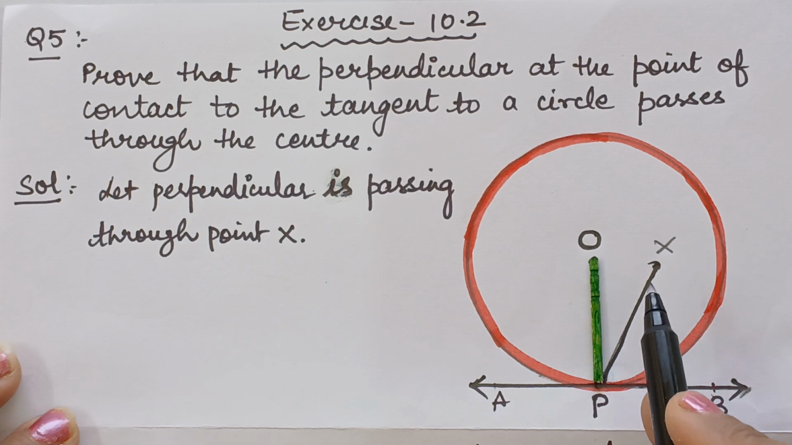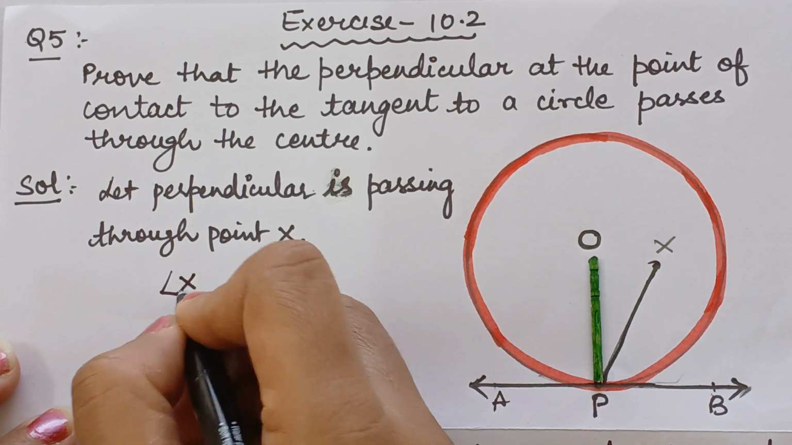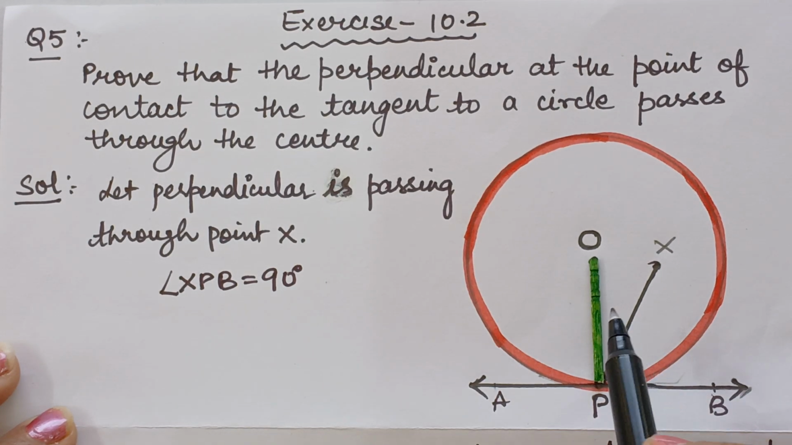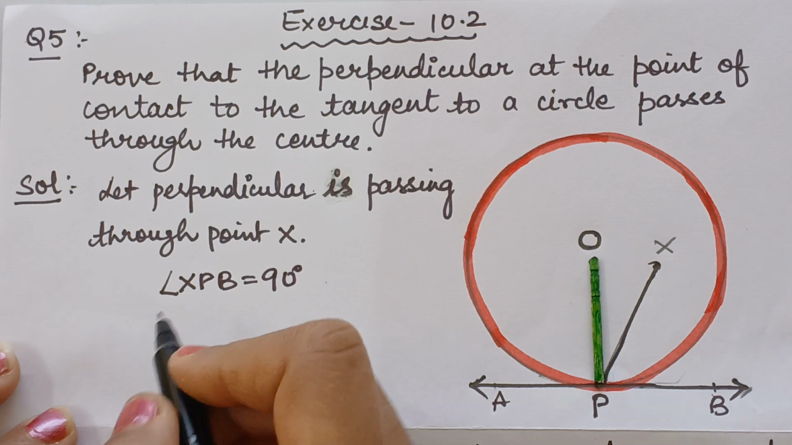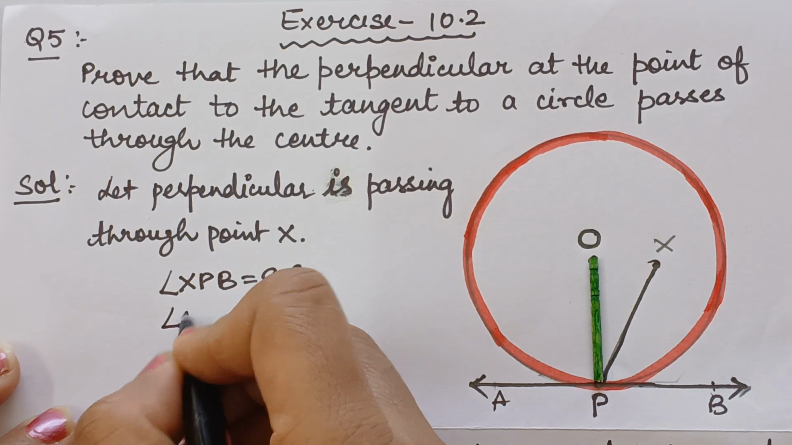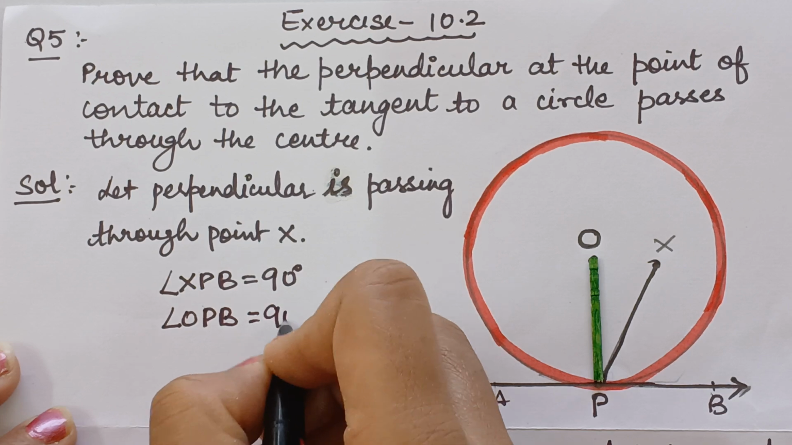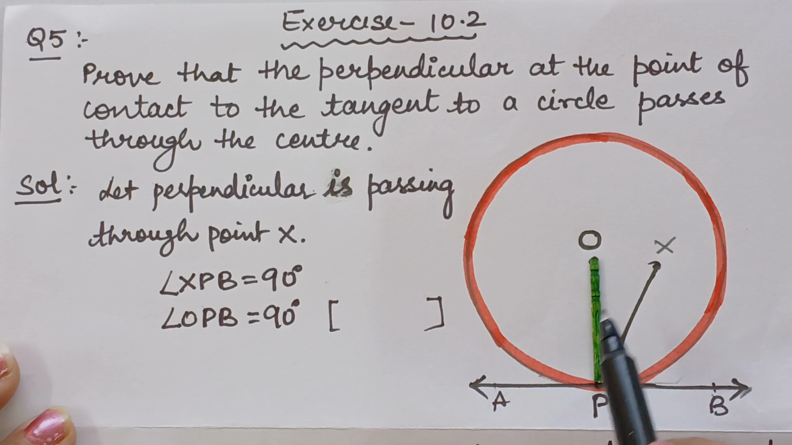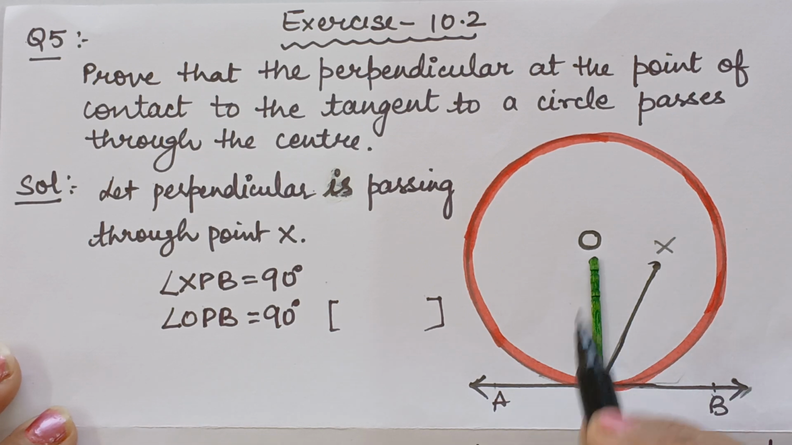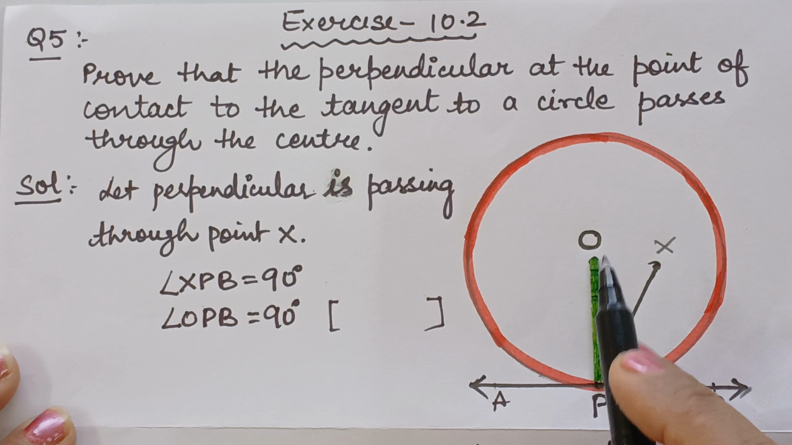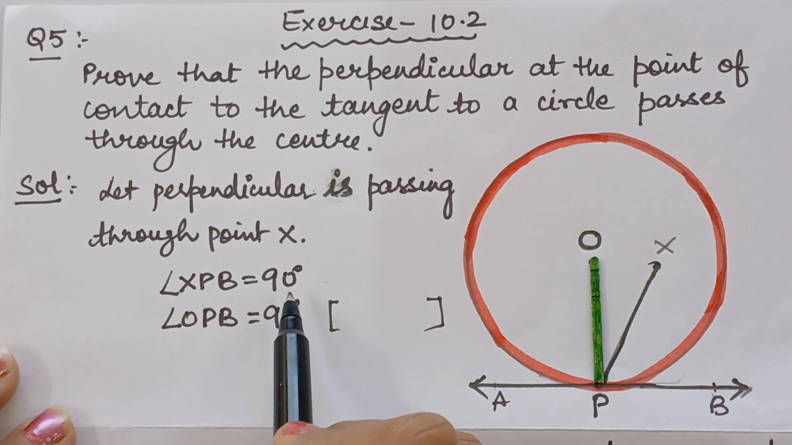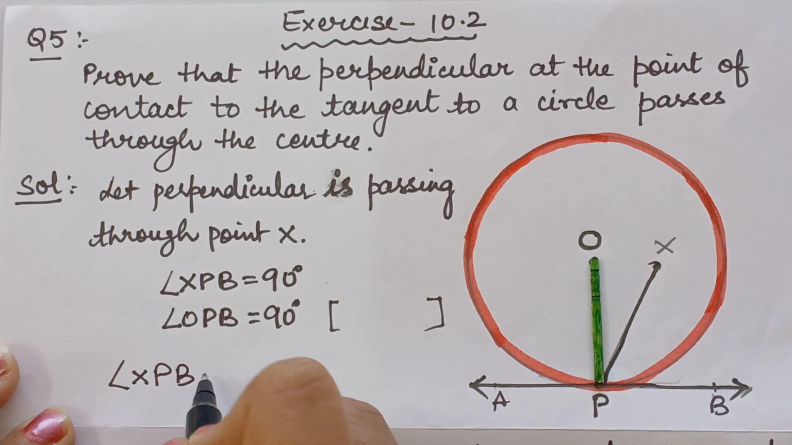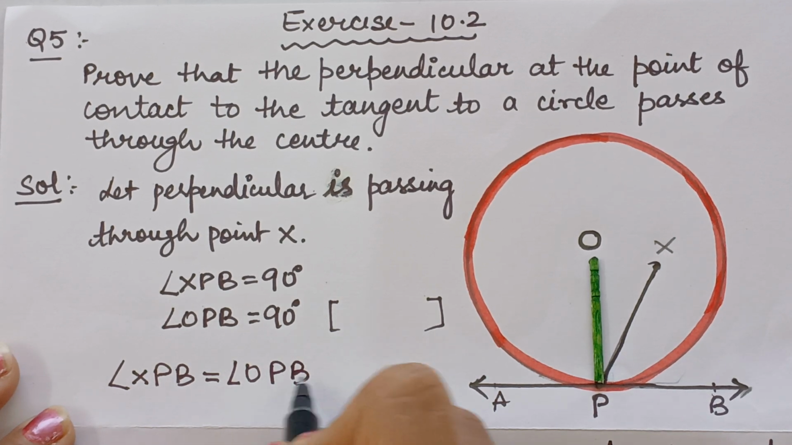Now if it is passing through the point X, it means XPB is the perpendicular. XPB is equal to 90 degrees. But we also know that radius and tangent are perpendicular to each other, because OP is the radius. So we will get OPB as 90 degrees. Here you have to state theorem 10.1, which says that the radius and tangent are perpendicular to each other, or the tangent is perpendicular to the radius through the center. So now as their right hand sides are equal, their left hand sides will also be equal. So XPB will be equal to OPB.